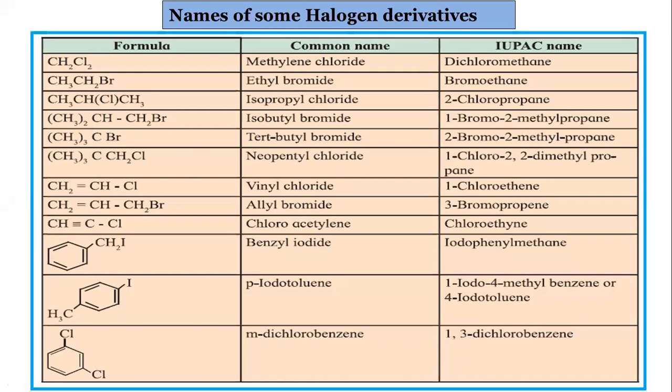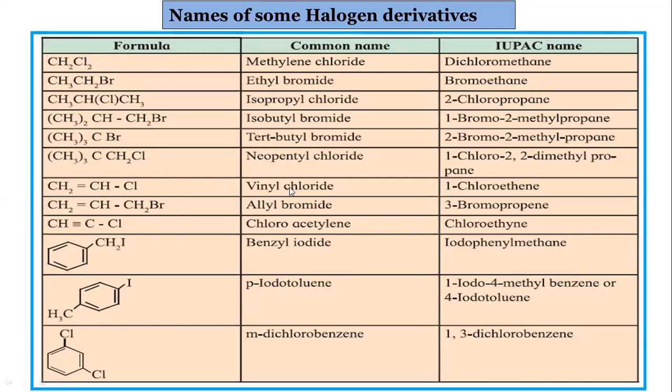See, because the bromine will get the second number here, 2-bromo 2-methyl. On the second carbon, bromine is attached, and also one CH3 is attached. That's why the name is 2-bromo 2-methyl propane. Why propane? Because 3 carbon atoms are in the longest chain.